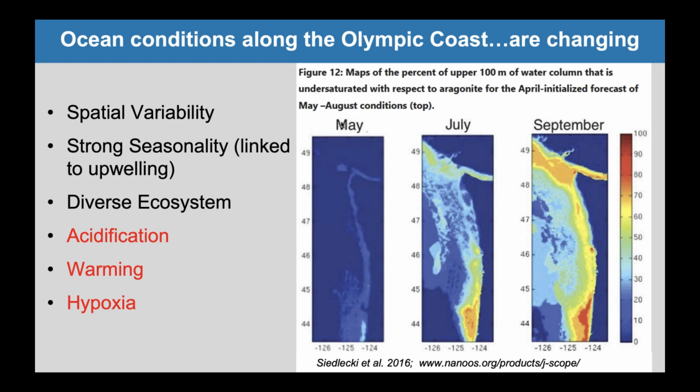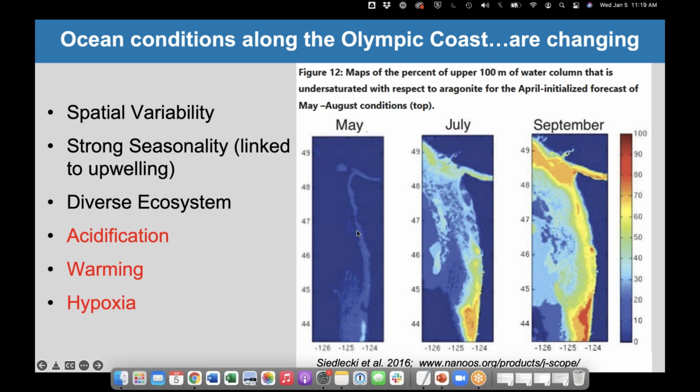This beautiful shell corrodes as the water becomes more acidified. And this is happening now off the coast of Washington. It's happening in Puget Sound, and it's happening in many regions of the world. And this is just an example of one organism that is vulnerable to acidification.